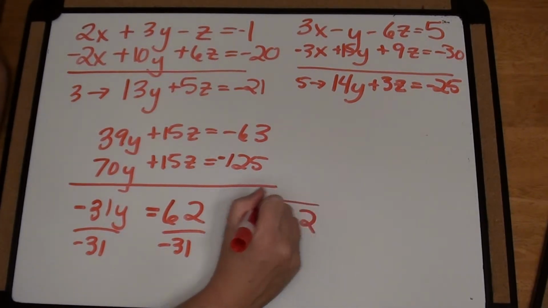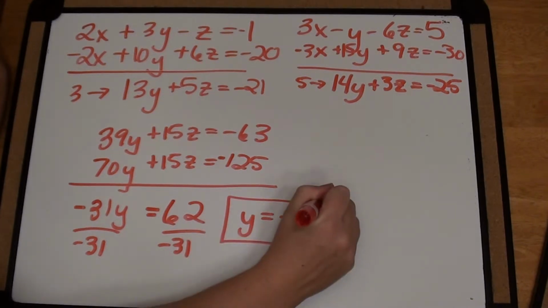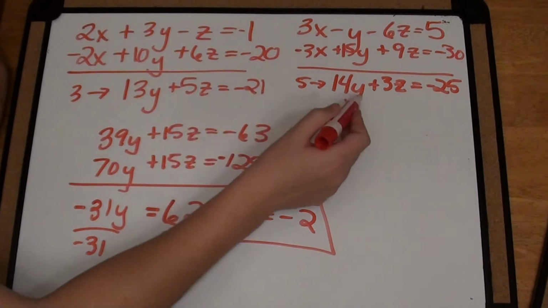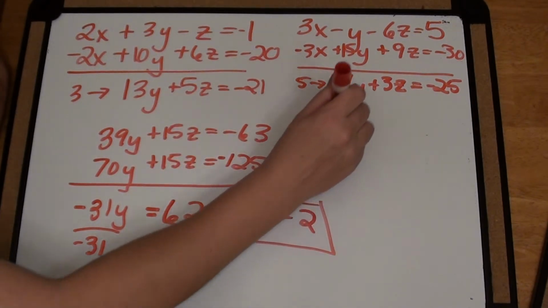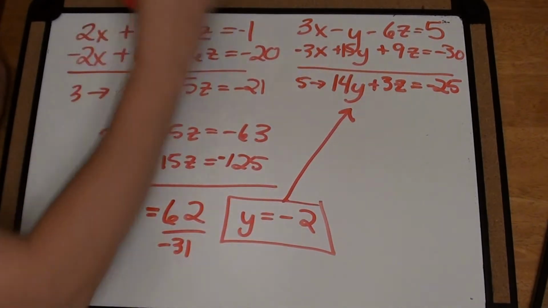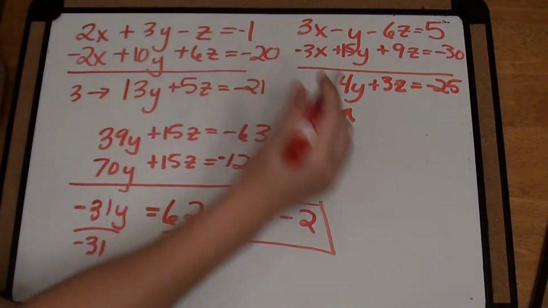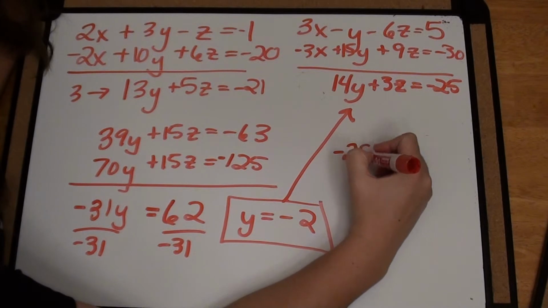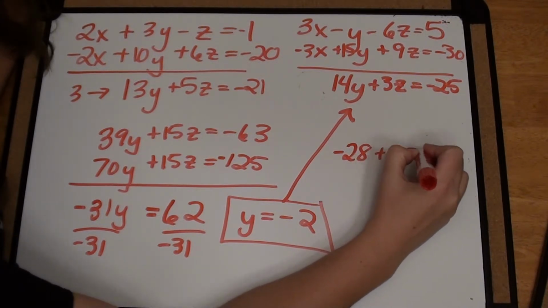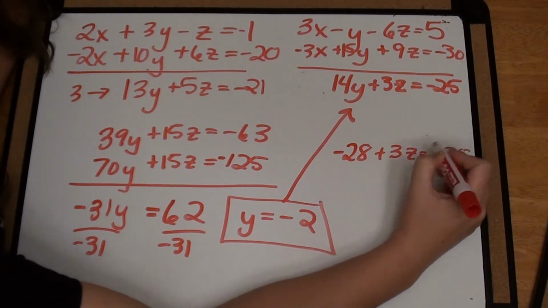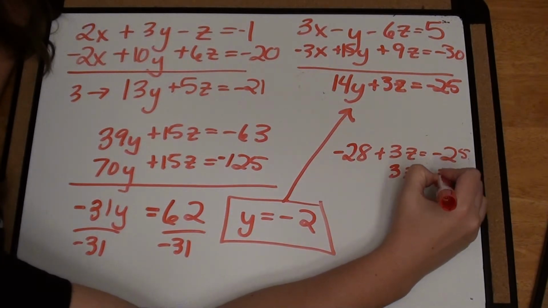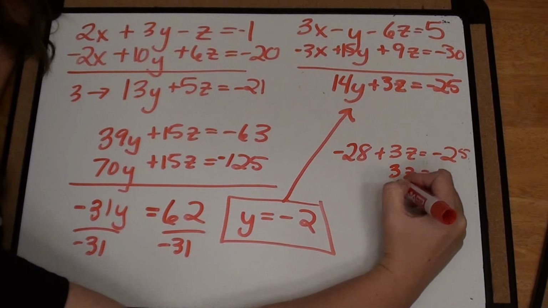Well, now that I know y, I could shove this into either equation, this one or this one, to get z. So I'm going to go ahead and take it and put it into that one. So I'm going to get negative 28, because 14 times negative 2 is negative 28, plus 3z equals negative 25. So I'm going to add 28 to both sides. I get 3z equals 3. I mean, z must equal 1. There's my next answer.